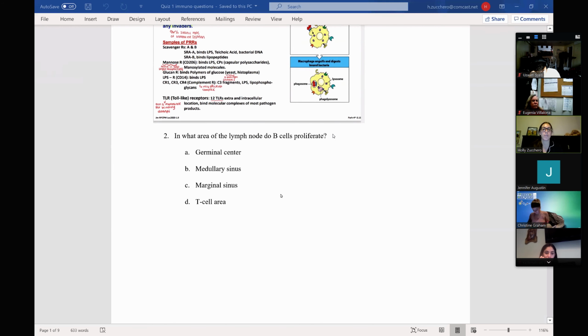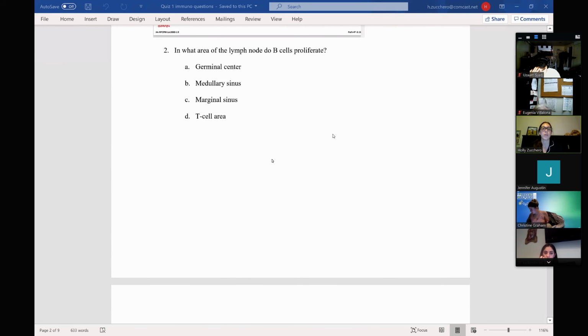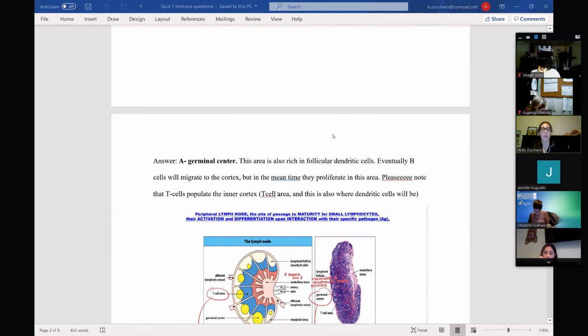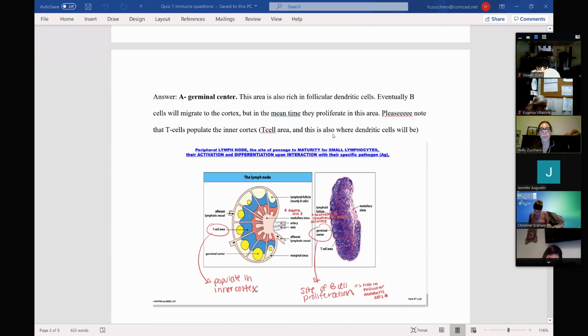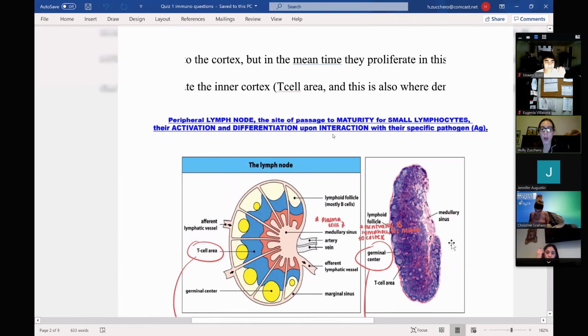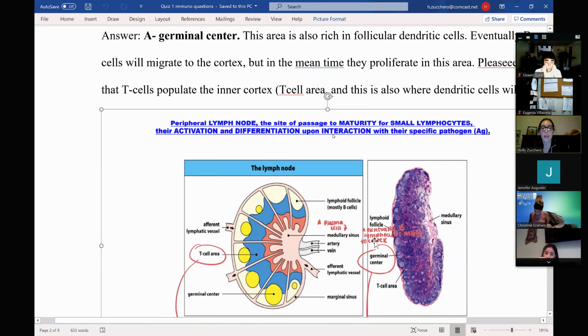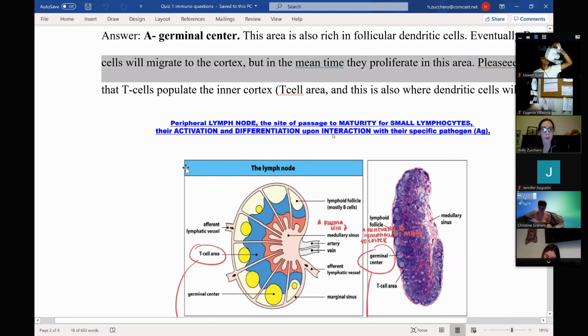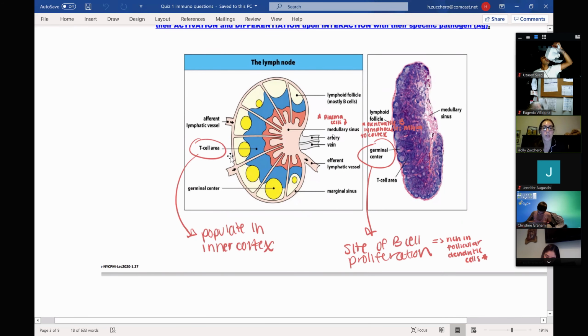In what area of the lymph node do B cells proliferate? The answer here is going to be your germinal center in the lymph node. So B cells, I don't know if you can see this picture. The B cell will migrate to the cortex of the lymph node, but where it proliferates, meaning where you're going to make more of these cells, it's going to be in your germinal center.